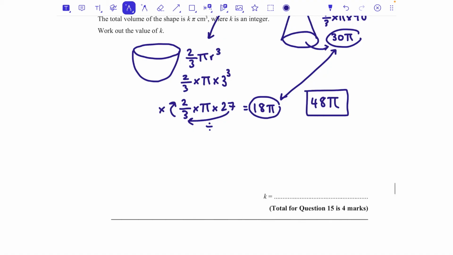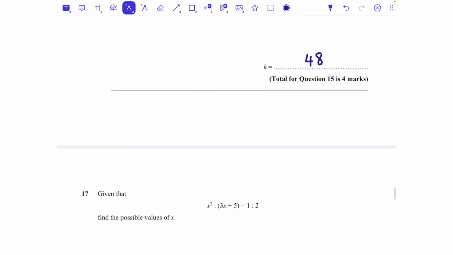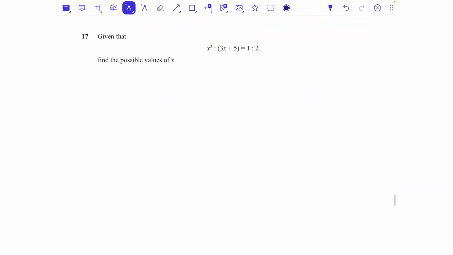Work out the value of k, pop that down there, 48. 4 marks for that. It's quite a nice, straightforward one. I was looking at that thinking, is that all we have to do? Okay, great. Love it. Right, question number 17.